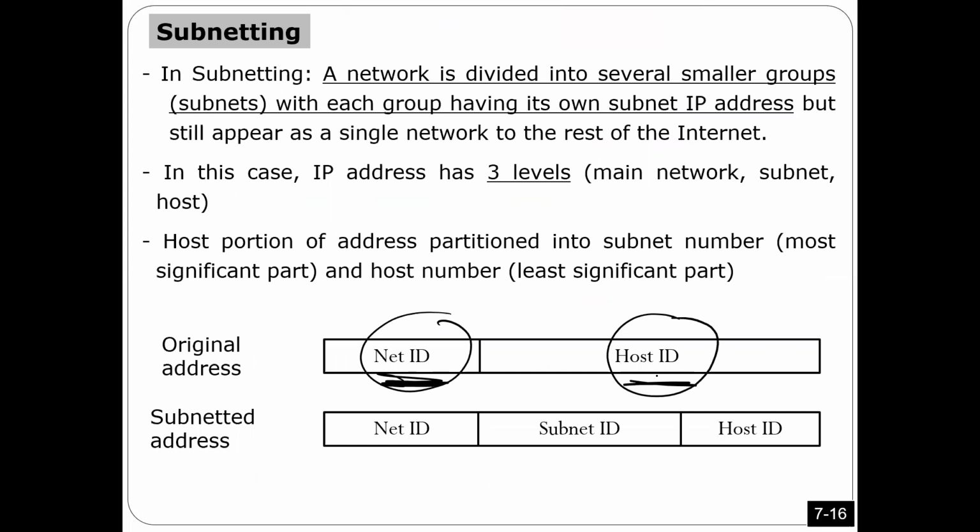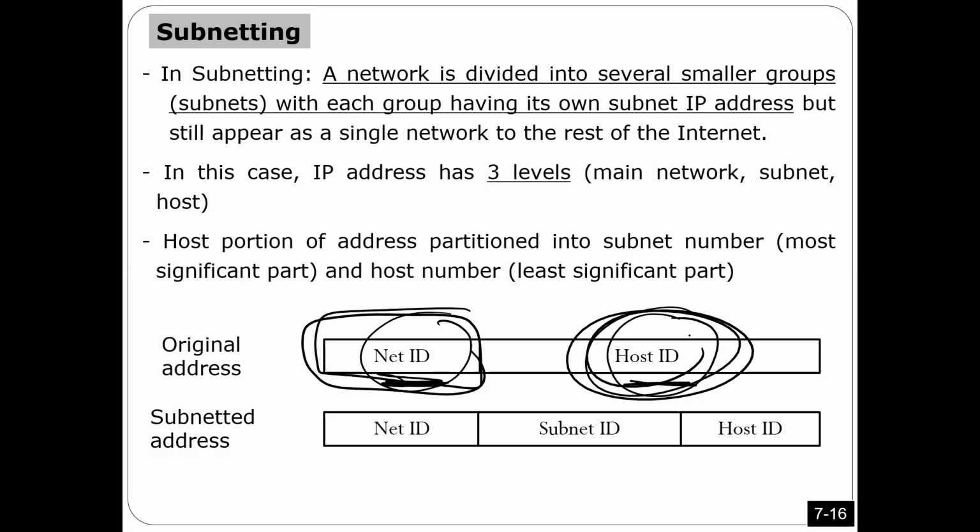So if you look at an organization or an institution, like for example Qatar University, or any other institution, there is one part common here. This part is common in the whole university. This part we call the network ID. Every computer inside the network has a different host ID.